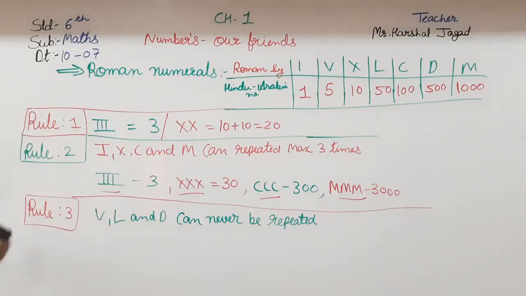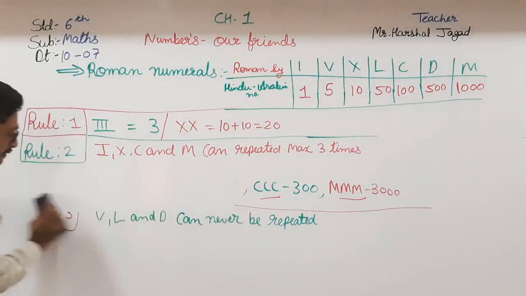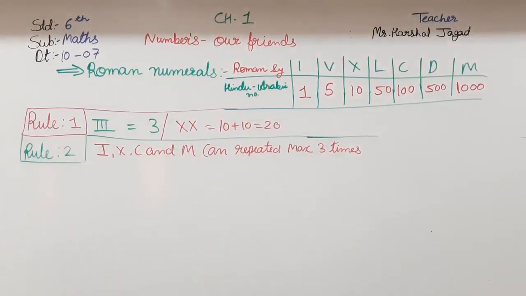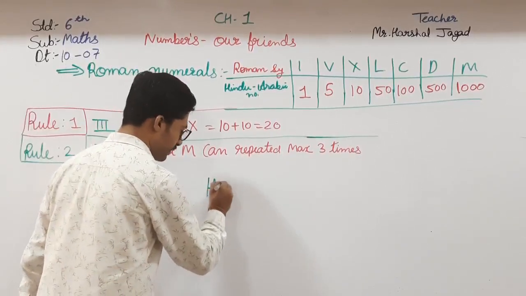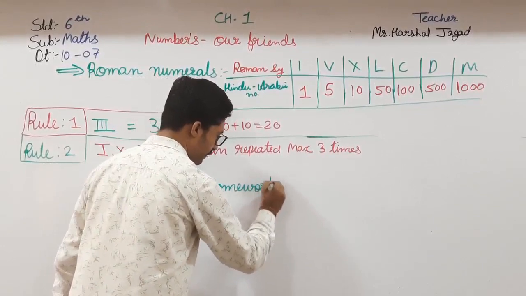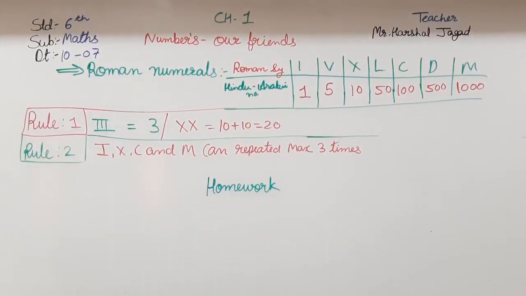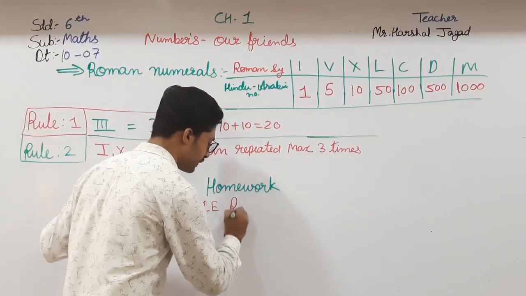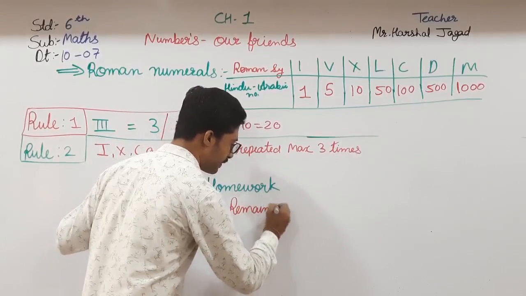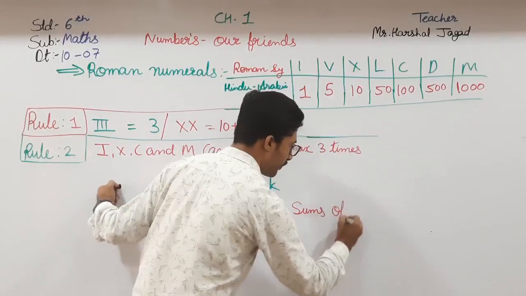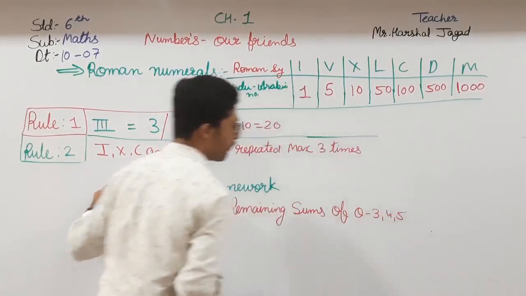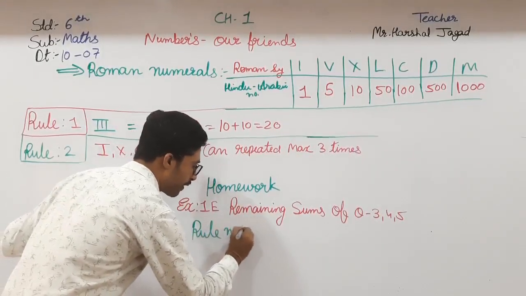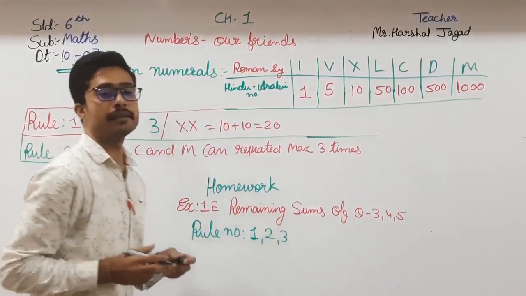Okay students, so in your homework, exercise 1E, the remaining sums of question number 3, 4 and 5, and rule number 1, 2 and 3 of the Roman numerals, that you have to write.